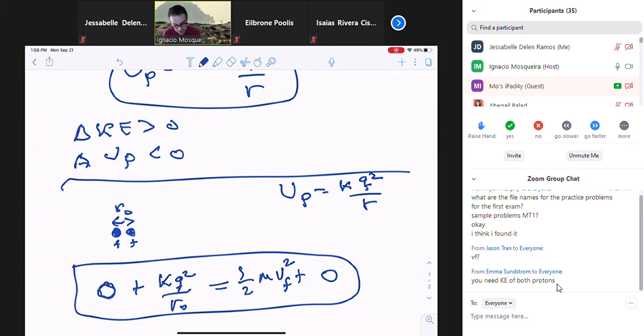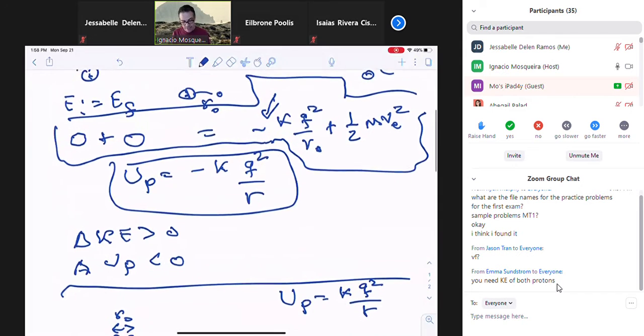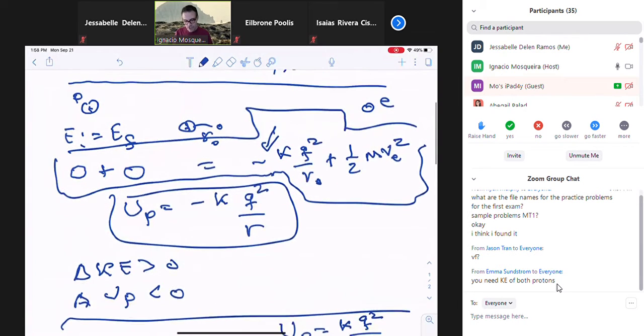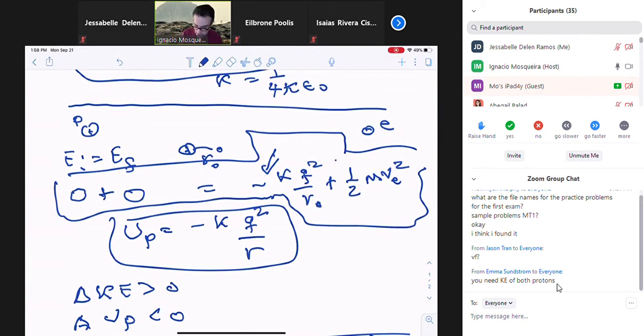So that you see looks almost the same. But the difference is here you assumed the electron was the only one moving and you said, oh, the mass of the electron is so little compared to the mass of the proton. And it is very little, I think around 1,000, something like that. So it's very small, and that's why you were able to only use the kinetic energy of the electron.